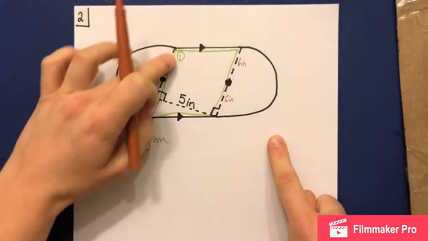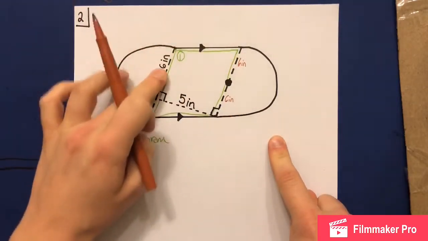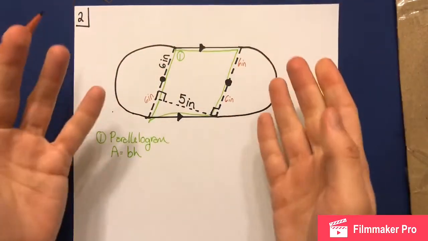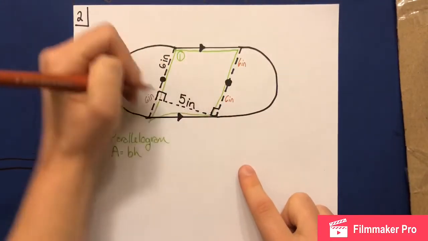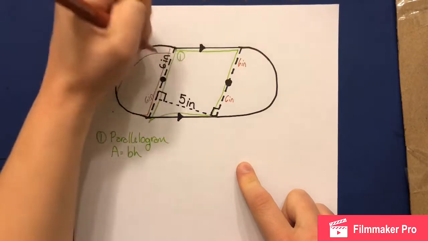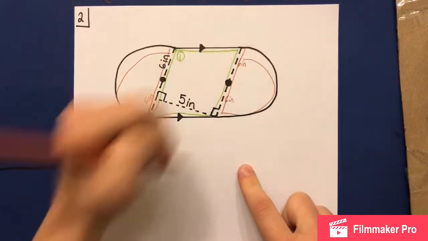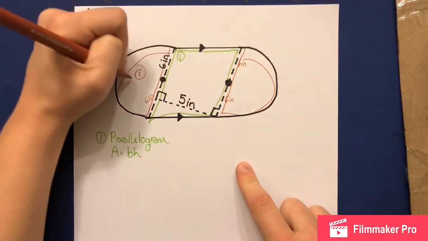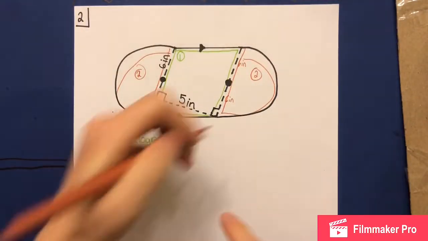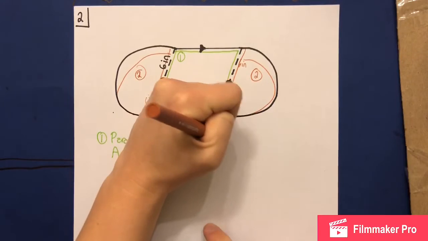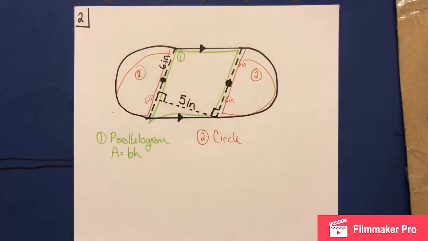Or you can say those semicircles have the exact same radius, so they're the same shape. If I shove them together, you just create one circle. So that's what I'm gonna do. I'm gonna say, okay, well, these together, we're gonna call this shape number 2, okay? And number 2 is going to just be a circle, okay?